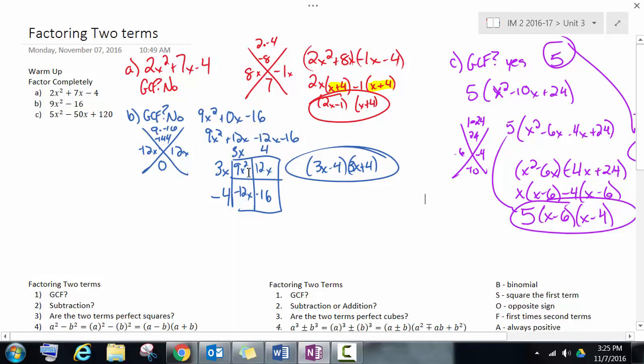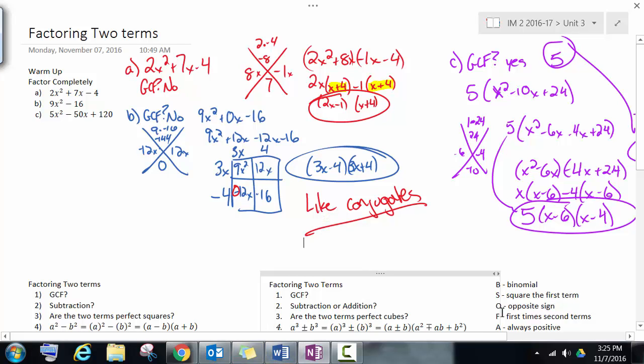This time I'm going to do the box. 9x squared, 12x, -12x, -16. Out of these two, I can take a 4. Out of these two, I can take 3x. Out of these two, I can take 3x. Out of these two, I can take -4 because the first number is negative. So we get 3x plus 4 and 3x minus 4. Again, they should look familiar. They're kind of like conjugates. And we'll see more about those in a second.